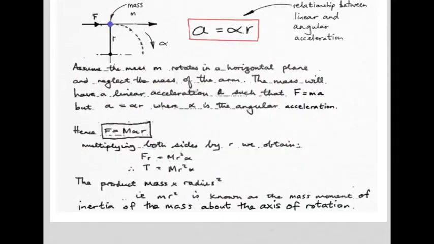If we stand back and look at what we have here, mass times radius squared, which is present in this right hand part of the equation, is in fact this new quantity which we're starting to study today, which is known as the mass moment of inertia of the mass about the axis of rotation. Notice that it is mass times radius squared. That is the quantity we're focusing on right now.